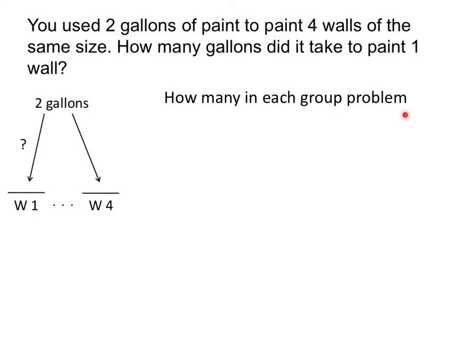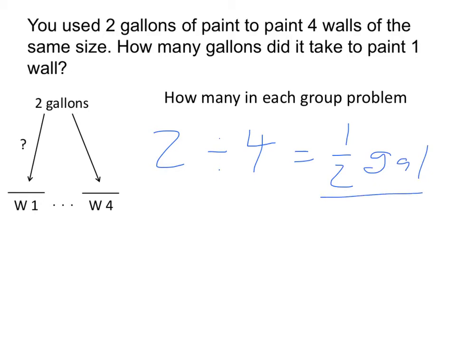And so we can solve this by taking the number at the top, 2, and dividing it by the number of groups at the bottom, which is 4. And so 2 divided by 4 is equal to 1/2. And so there's going to be 1/2 of a gallon go to each wall. Okay.